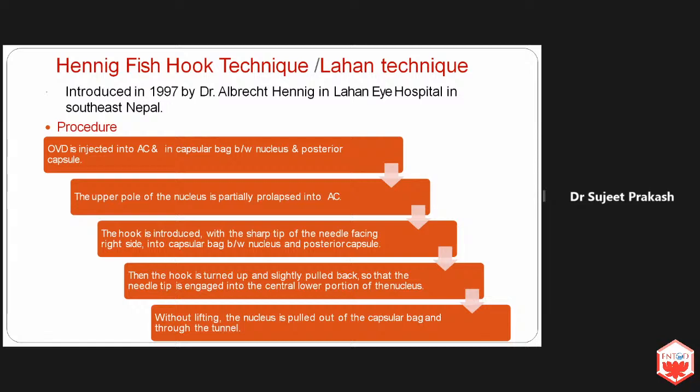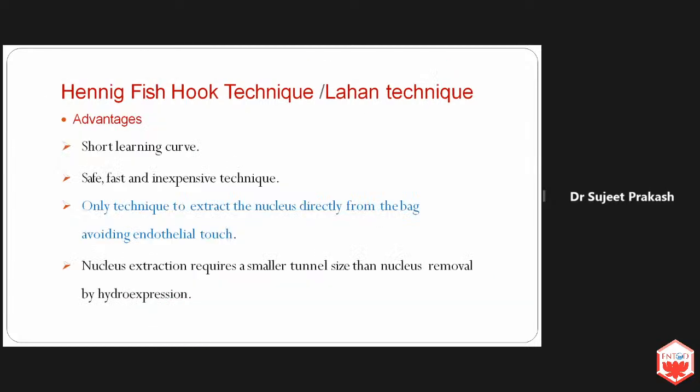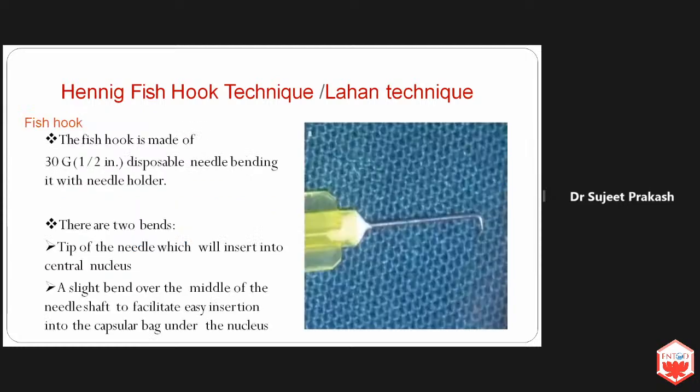Then the hook is turned up and slightly pulled back so that the needle tip is engaged into the central lower portion of the nucleus, and without lifting the nucleus, it is taken out from the capsular bag, then through the tunnel outside. The advantages of the Henning fish hook technique, or Lahan technique, are that it has a shorter learning curve, is a safe, fast and inexpensive technique, and it is the only technique to extract the nucleus directly from the bag, avoiding endothelial touch. Nucleus extraction also requires a smaller tunnel size than nucleus removal by hydroexpression.